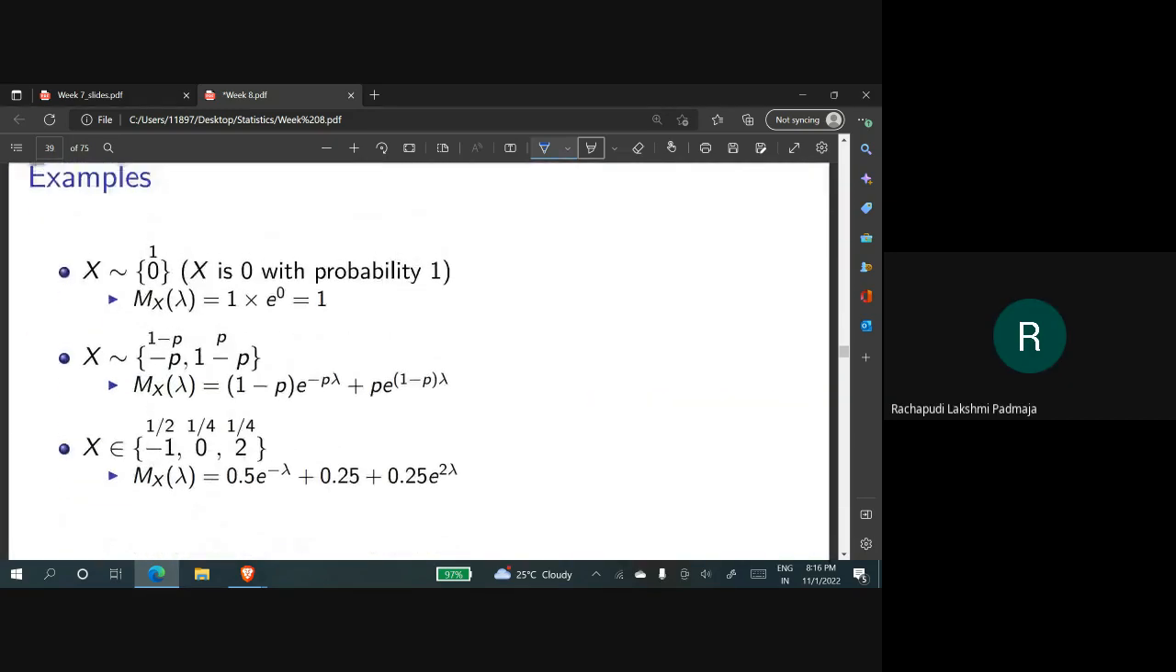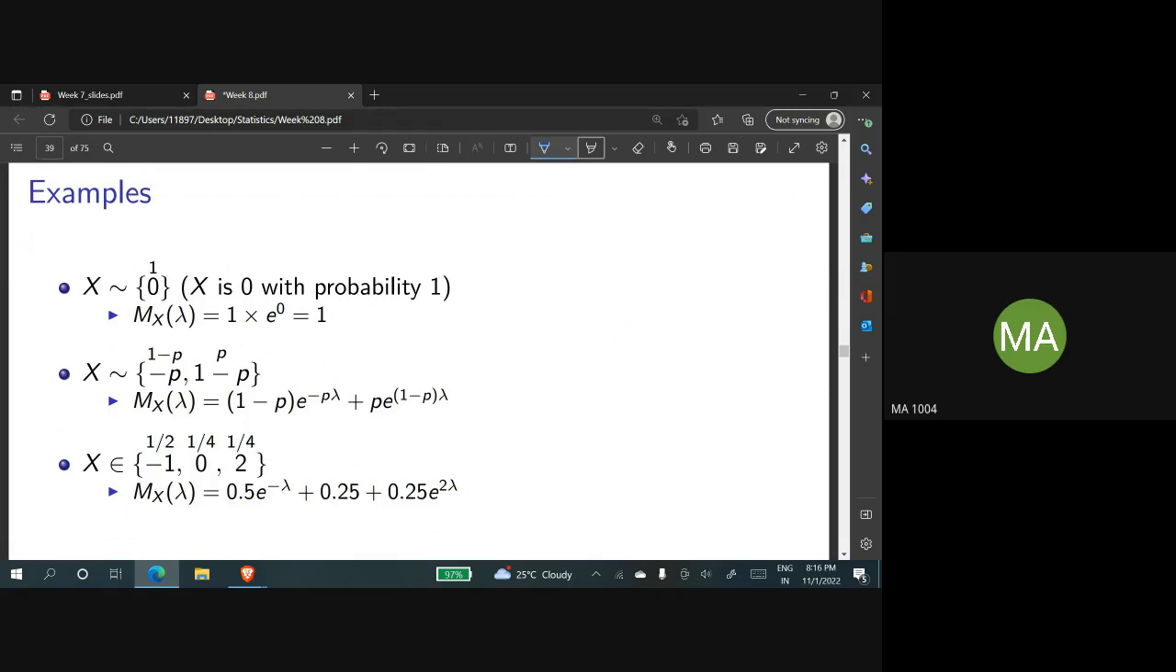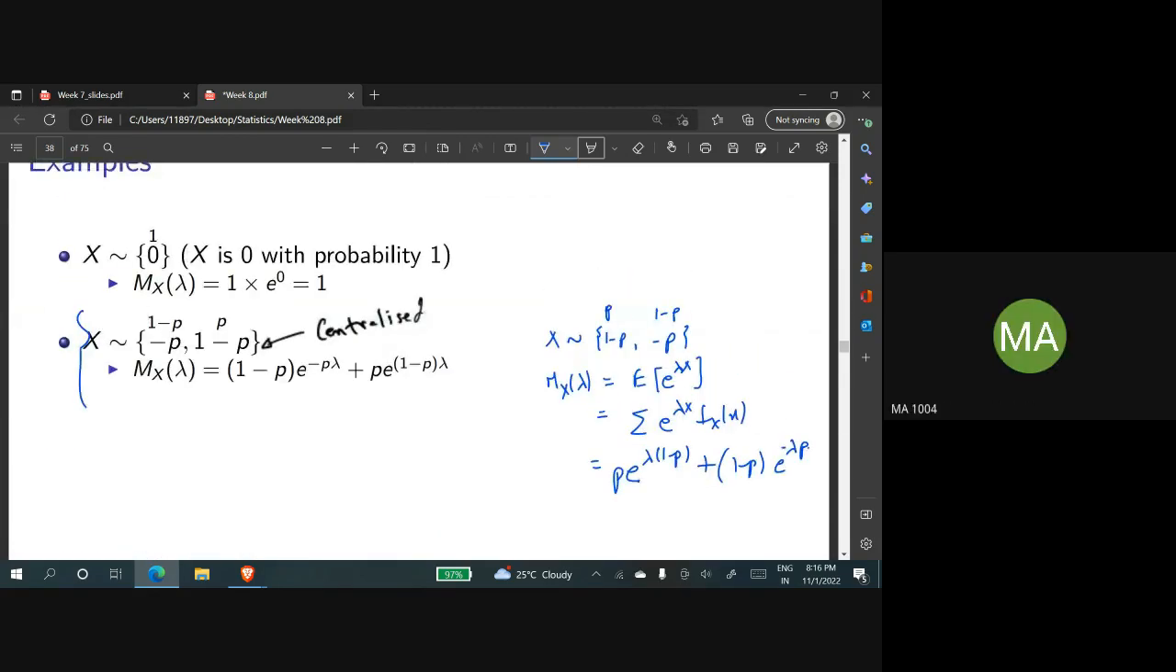Ma'am, what does centralized mean? It is Bernoulli, basically. Let's say a random variable Y was 0, 1. This is basically Bernoulli, right? It is taking the value 1 with probability p. And what is the mean of this? It is just p. So what I will do is subtract p from this Y. So you will get minus p and 1 minus p.